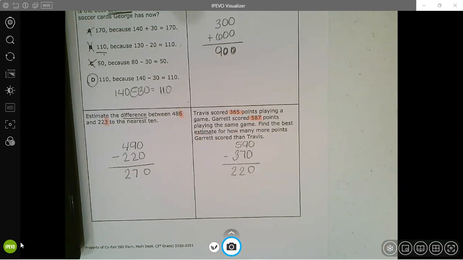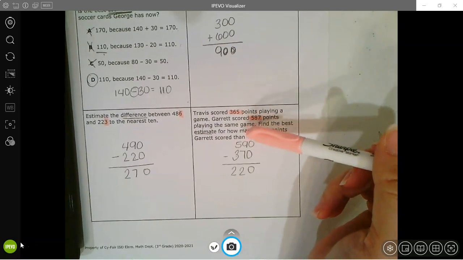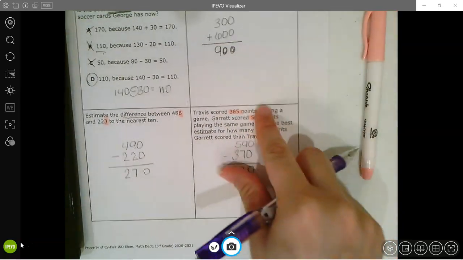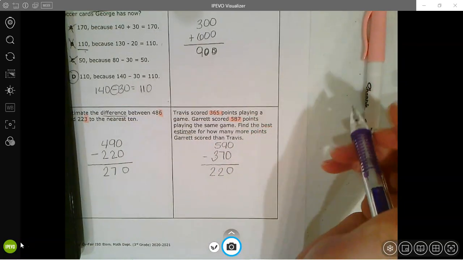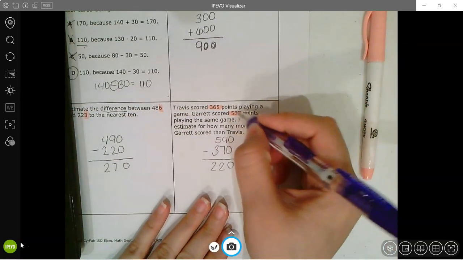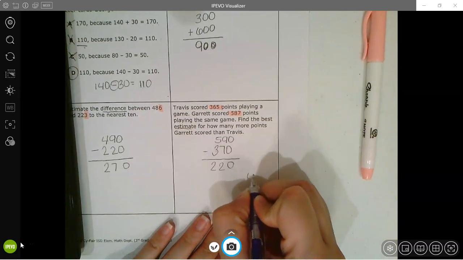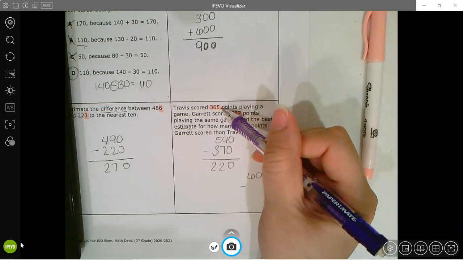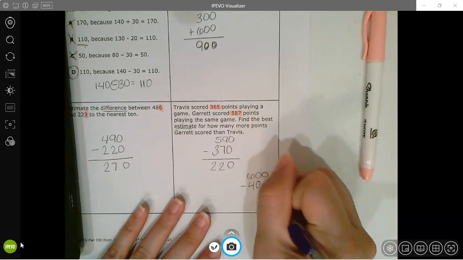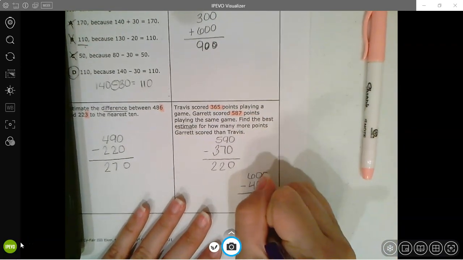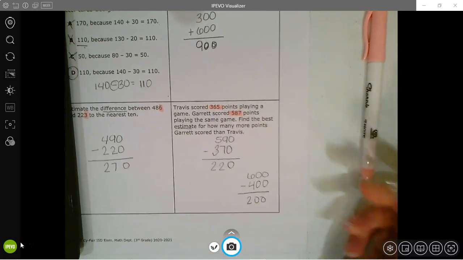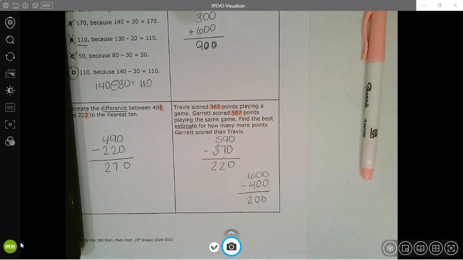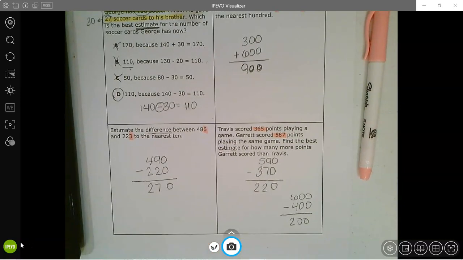Okay. So I estimated to the nearest 10. If we would have estimated to the nearest 100, this number would have gone to 600 minus this number would have gone to 400. So it would have been close. Okay, this was a really good review over estimating, using estimation to find the difference and sum of numbers.